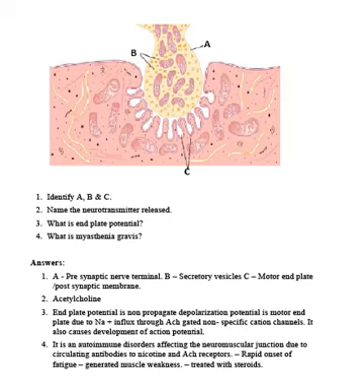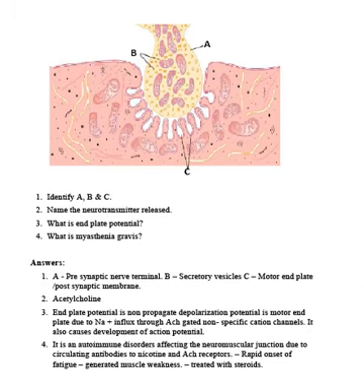depolarization potential in the motor end plate due to sodium influx through the acetylcholine-gated non-specific cation channels. It also causes the development of action potential. And what is the next question? What is myasthenia gravis? It is an autoimmune disorder affecting the neuromuscular junction due to circulating antibodies to nicotinic acetylcholine receptors, causing rapid onset of fatigue and generalized muscle weakness. So finally, it is treated with steroids.